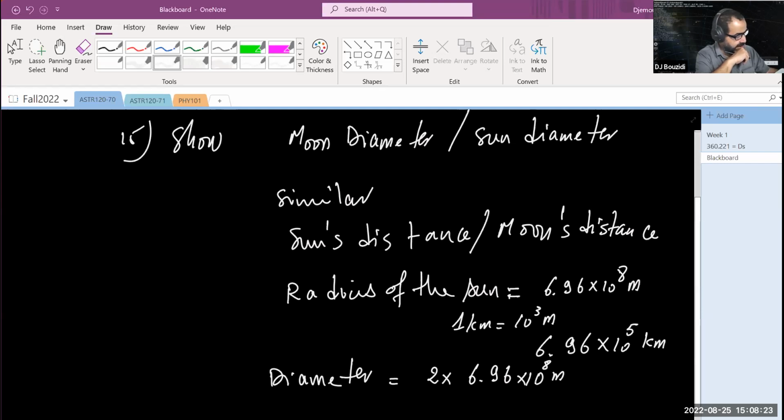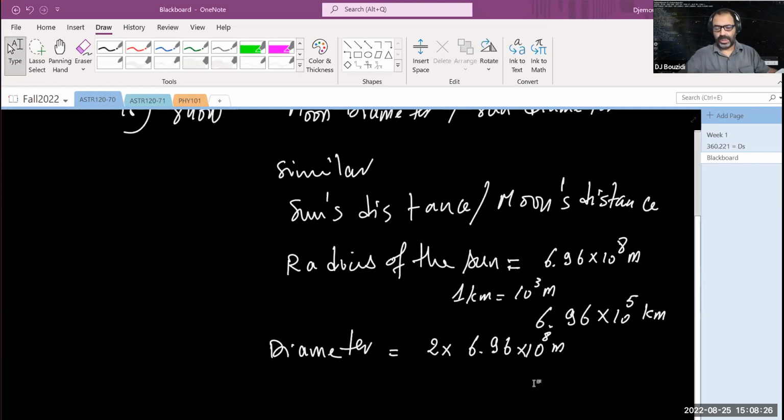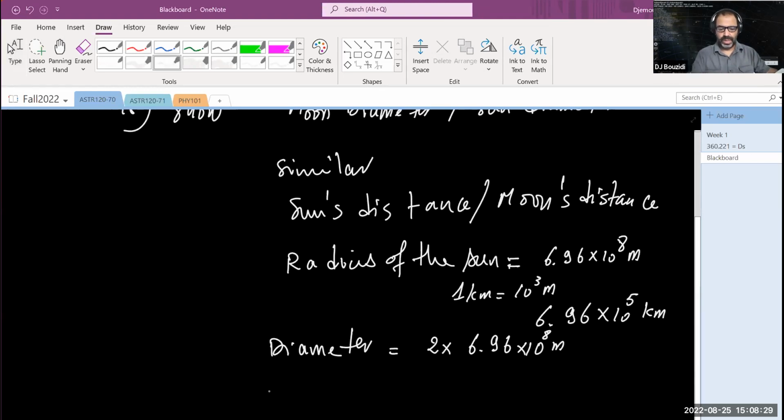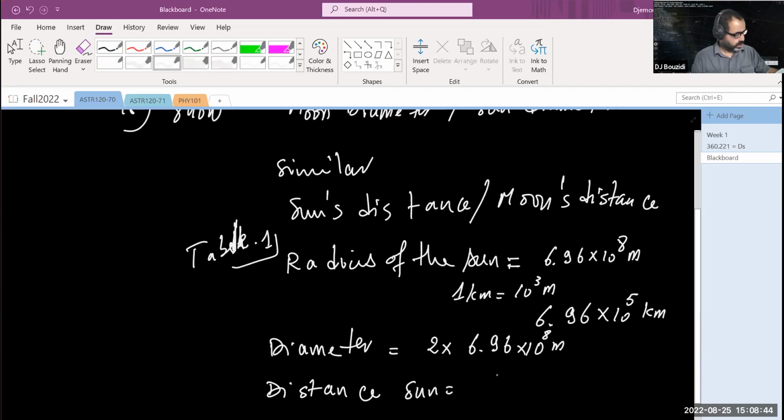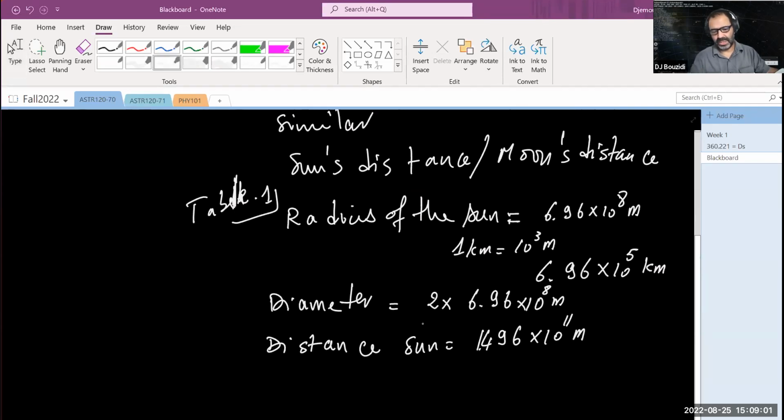Do we have the distance to the sun? Yes, we have the astronomical unit. The astronomical unit is, by definition, the distance to the sun. So the distance to the sun, from table 1, still, this is all on table 1, according to this, is 1.495. I'm going to approximate it to 1.496 times 10 to the power 11 meters. Again, with the same reasoning as before, this is roughly about 150 million kilometers.